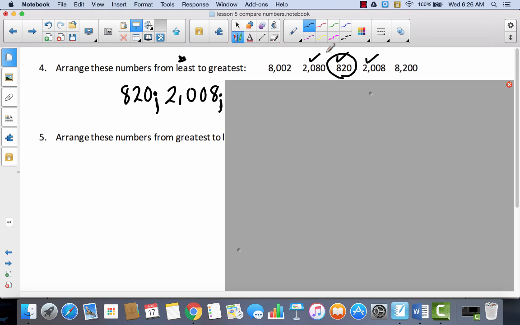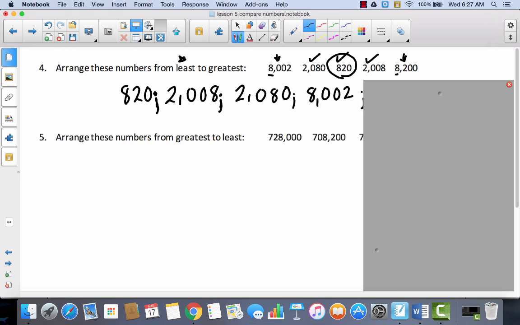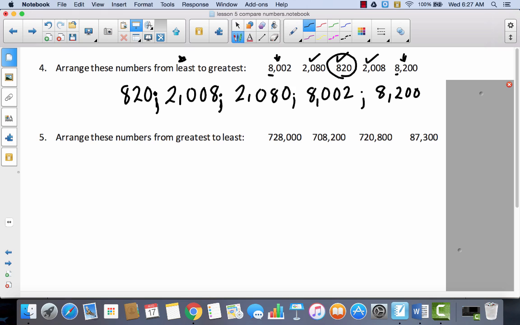Then after 2,008, I put a semicolon, and then I knew that 2,080 had to come next because the other two numbers had an 8 in the thousands place. So now I was down to 8,002 and 8,200. Again, they are identical in the thousands place, so I had to look at the hundreds. This number, 8,002, has no hundreds, and this number has two hundreds. So the number with no hundreds would be less. So I have 8,002, and then finally I have 8,200.